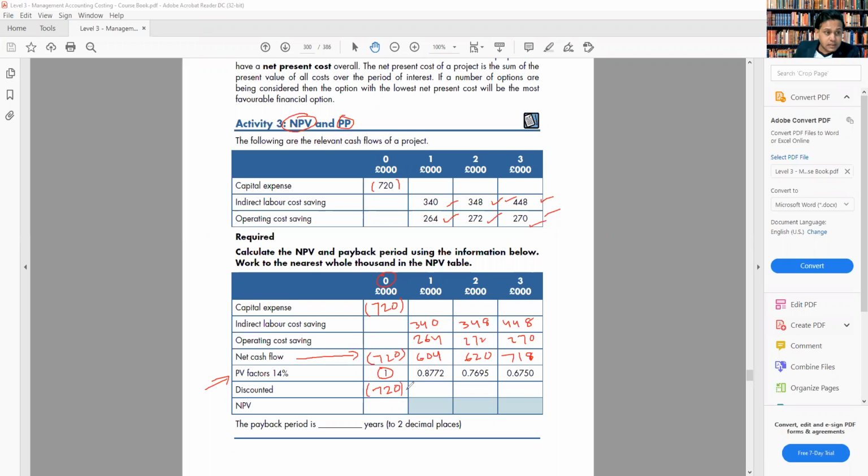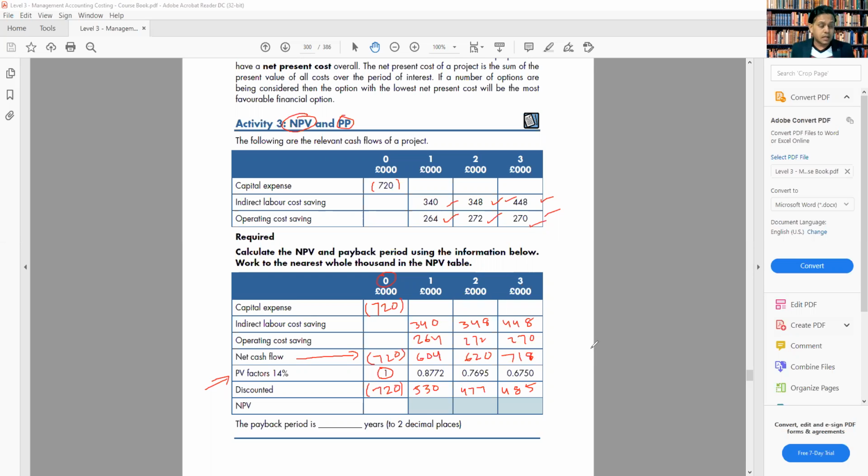Now we do the discount factor. So 604 times 0.8772. If you multiply that, that will give you 530. Then we have 620 times 0.7695. That will give you 477. And 718 times 0.6750. That will give you 485. That's it. All the information we need, we already have.